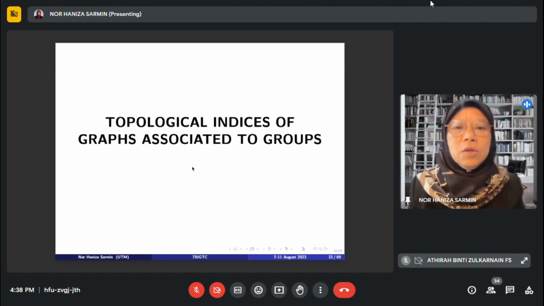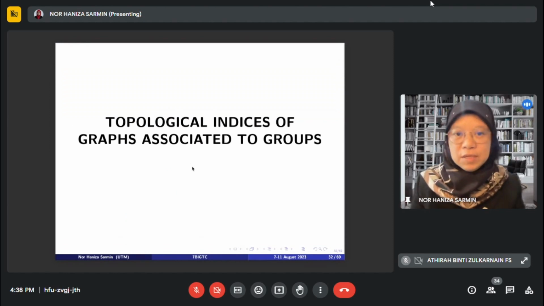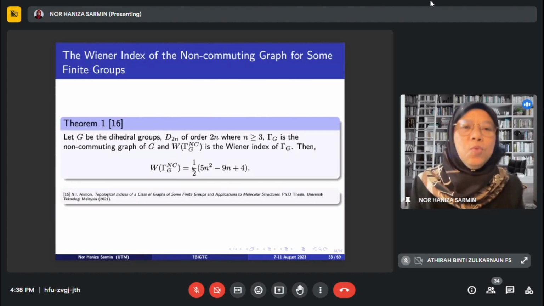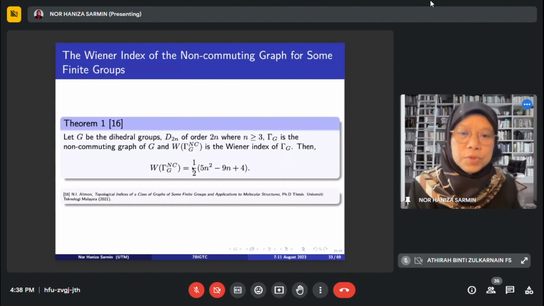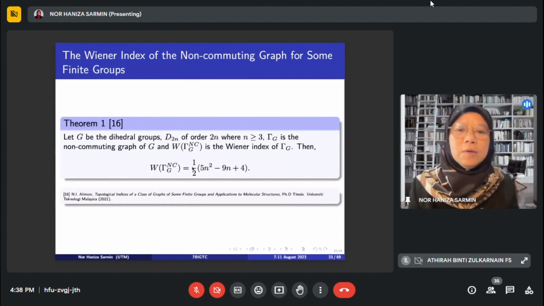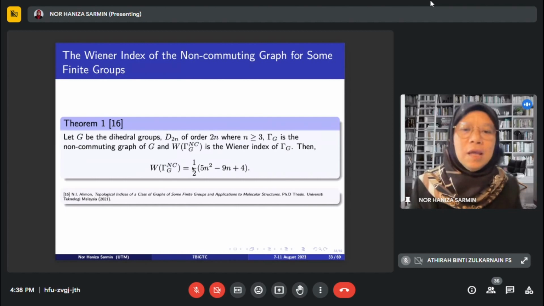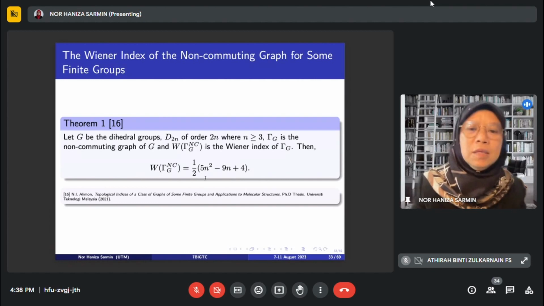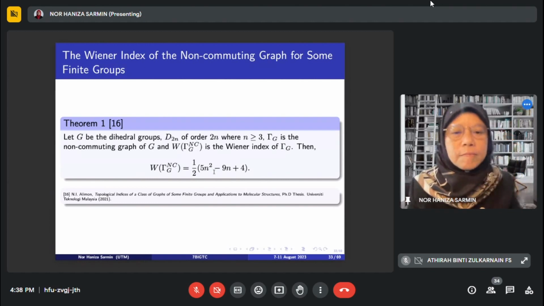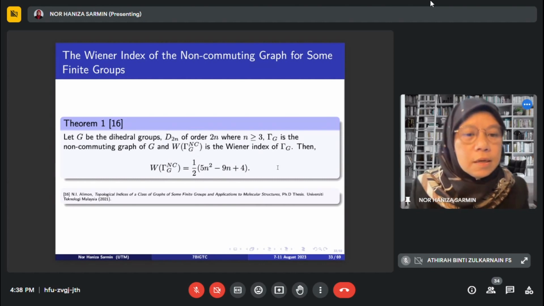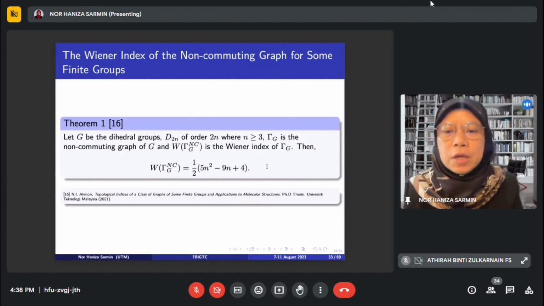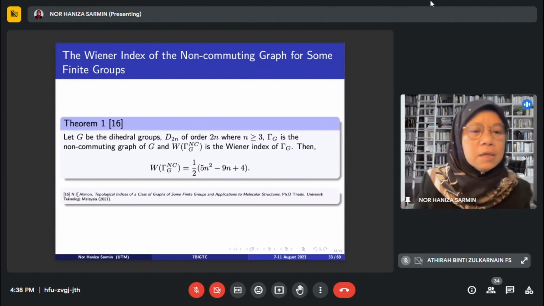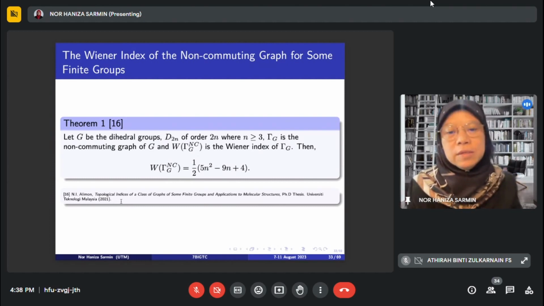Now, let's look at the topological indices of these graphs. The Wiener index of the non-commuting graph for these three groups. The first one is for the dihedral groups, the one that I've shown before. This is the Wiener index, using the definition of the Wiener index, to be this polynomial. This result was found by Noridayu in 2021.